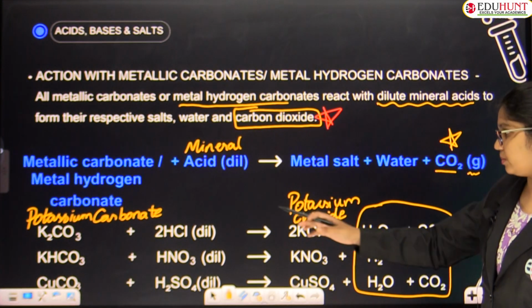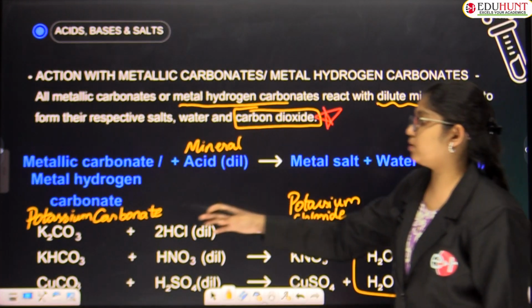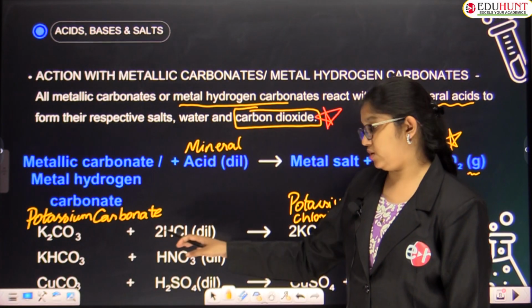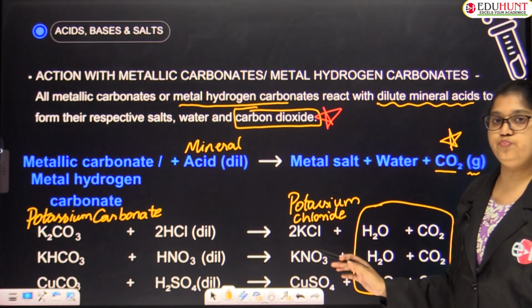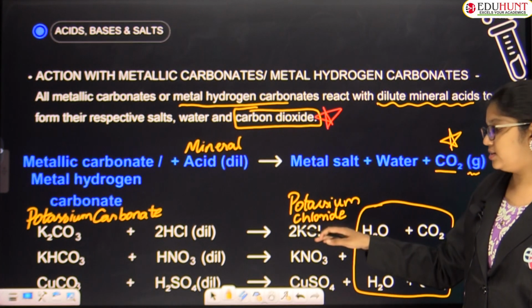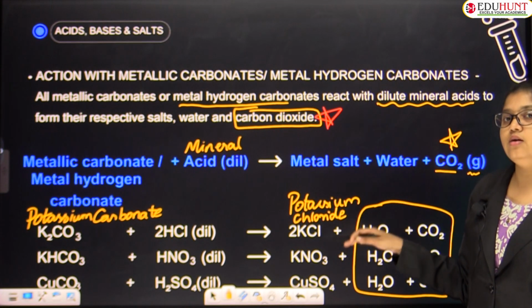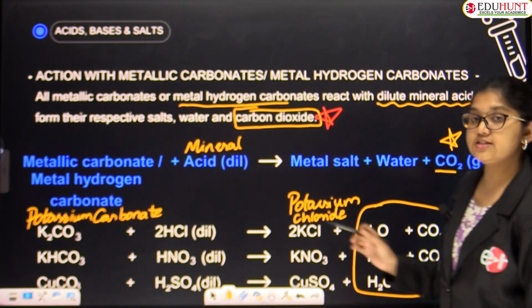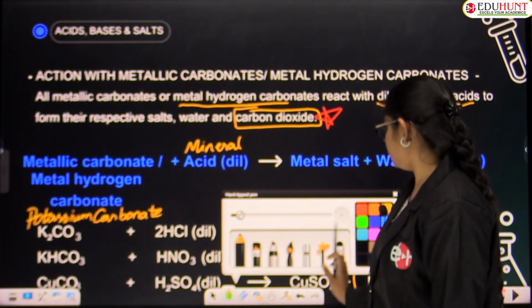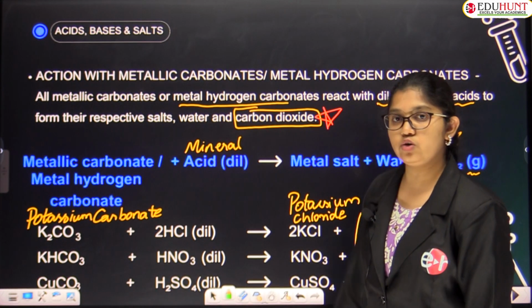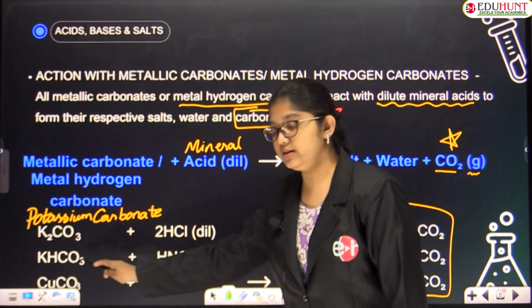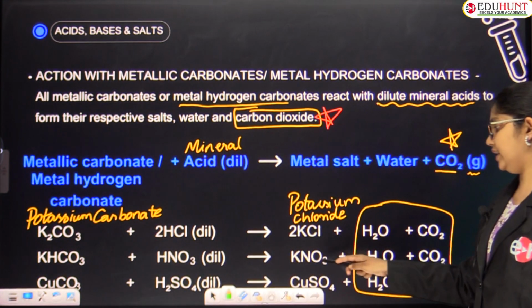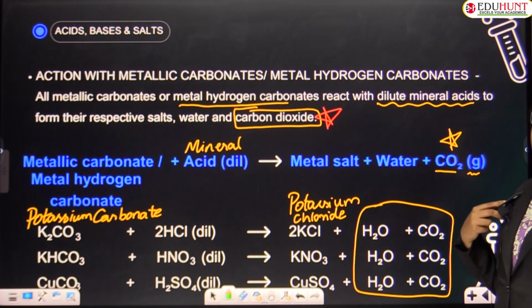So, this is all about the first example: potassium carbonate reacting with dilute hydrochloric acid, 2 molecules of that, giving rise to the respective metallic salt. What is that? 2 molecules of potassium chloride, along with water and also carbon dioxide. Okay, clear now? Now, second example. KHCO3 plus HNO3, dilute condition, giving rise to KNO3 plus H2O plus carbon dioxide.